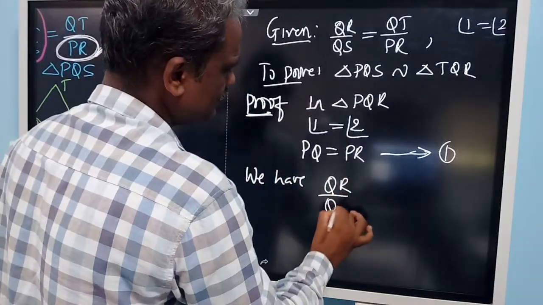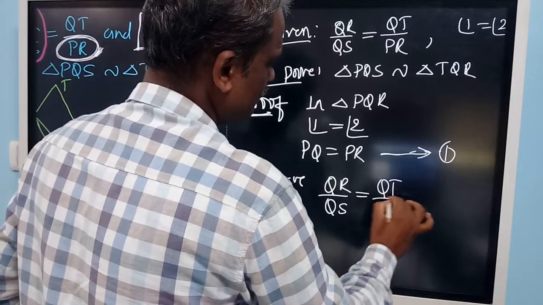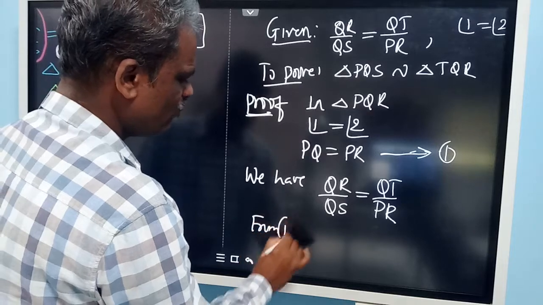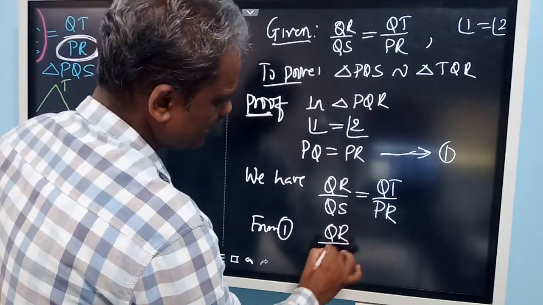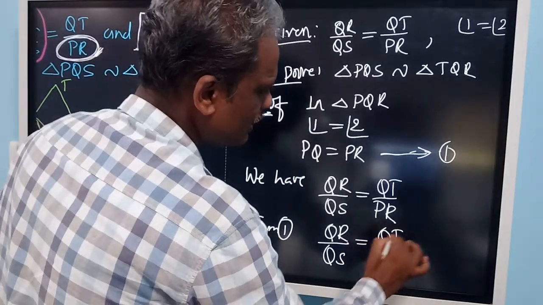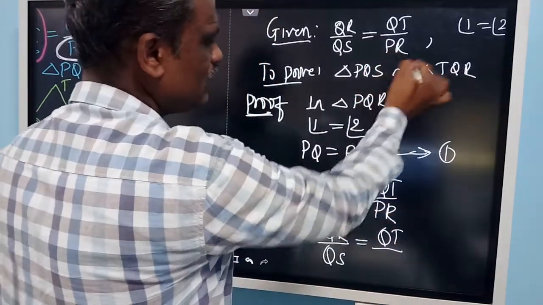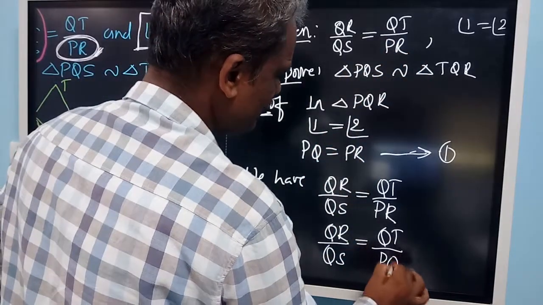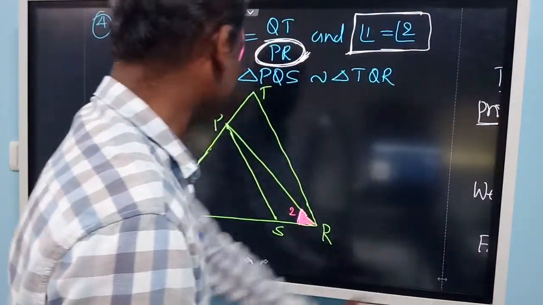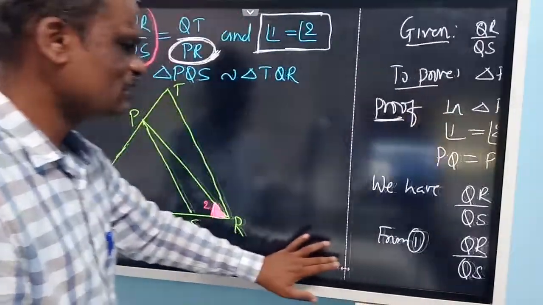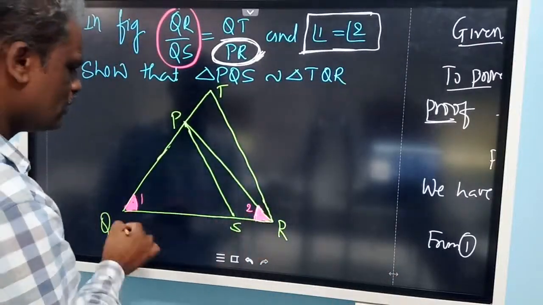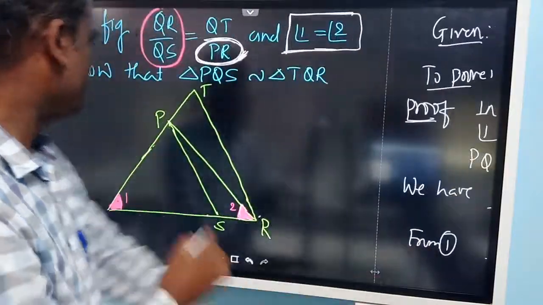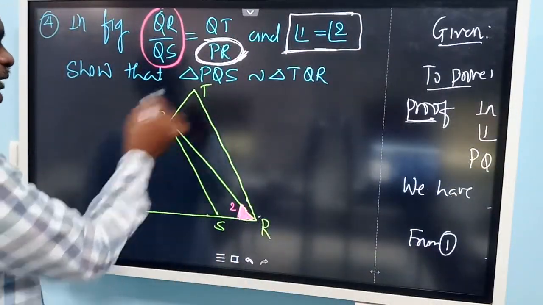Now, we have QR by QS is equal to QT by PR. Now, substitute 1 here. From 1, this QR by QS will become QT by, instead of PR, which we don't want here, you can write PQ or QP. So now we got, look at the diagram, QR by QS, this longer side by this shorter side, then QT by PQ, or QT by QP.